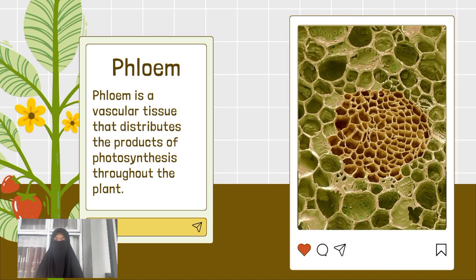And second, composed of both living and dead cells. Phloem is a complex tissue made up of sieve elements, companion cells, phloem fibers, and phloem parenchyma. Most of its components, such as sieve elements and companion cells, remain alive while functioning, unlike xylem, which mainly consists of dead cells.